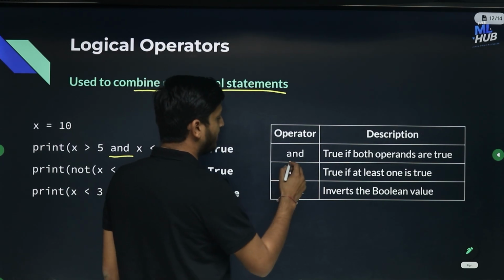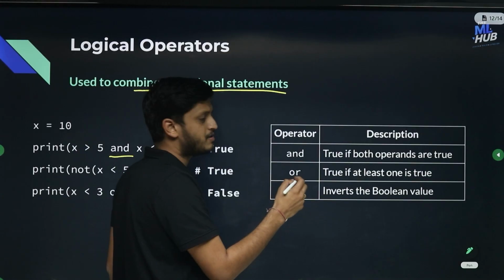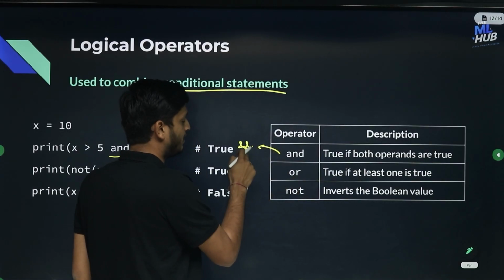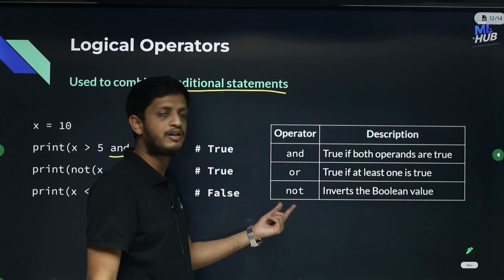And remember, this is especially in Python. In Python we write them like this, and, or, not. In C++ we write them differently. In C++ we write it like this, but in Python we don't write it like this. We write it like and. Okay, so the operator itself is and, or and not.